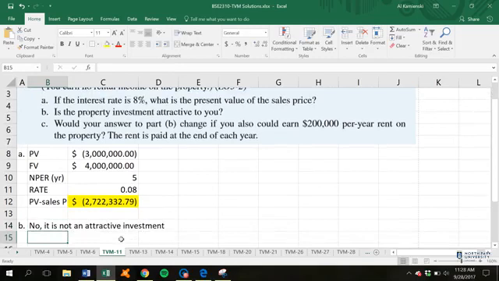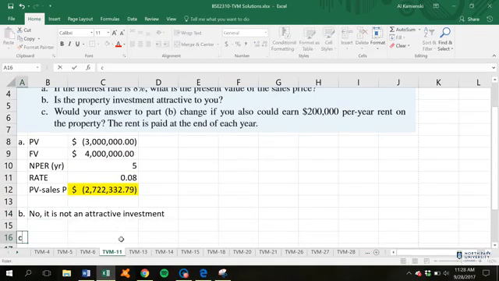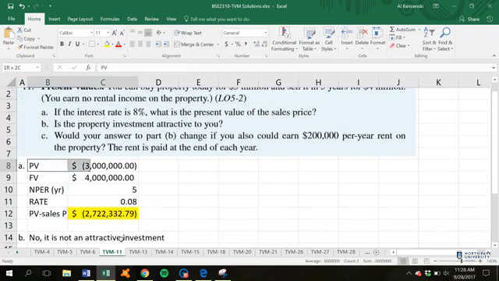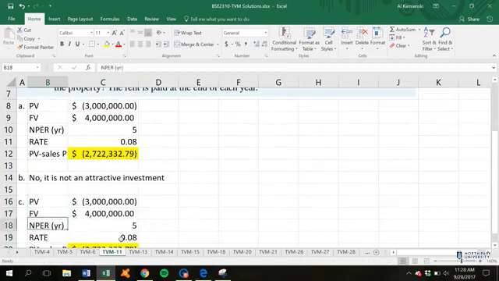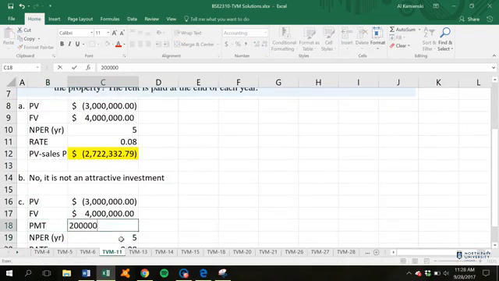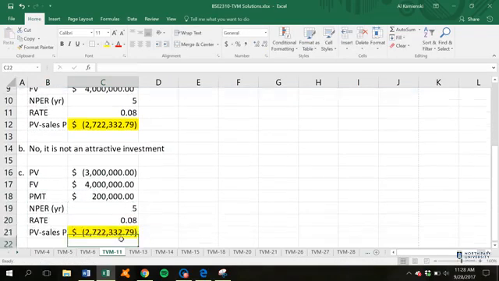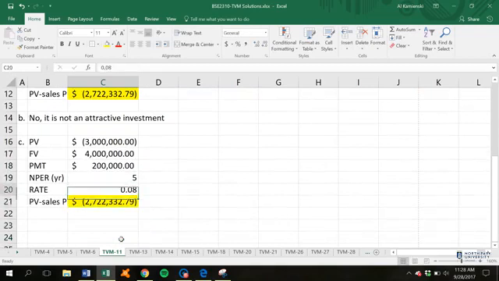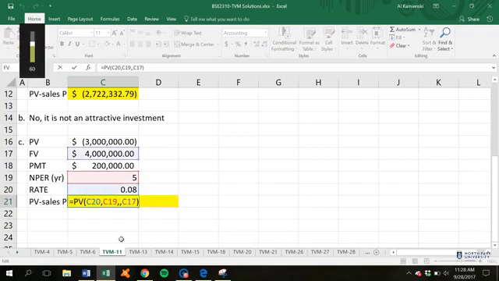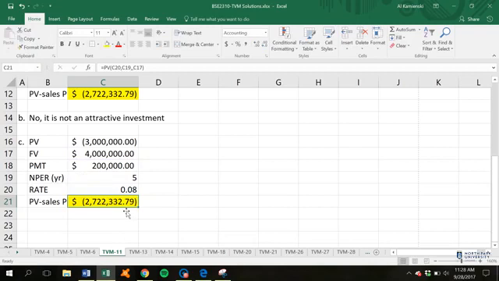But part C changes that and says, all right, what if we actually added on a component to there, which would be a $200,000 per year rent? Well, now we're actually talking about a payment. So let's take a look at what happens when we add that variable in there. So I'm going to insert a row right here, put in a payment, $200,000. Notice I'm going to leave that as a positive because that's an inflow, as would be the future value sales price. We do need to change our formula a little bit here because we are now including that payment in there. We didn't have it before.